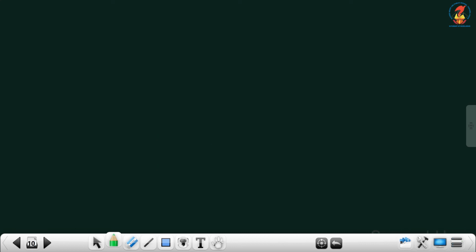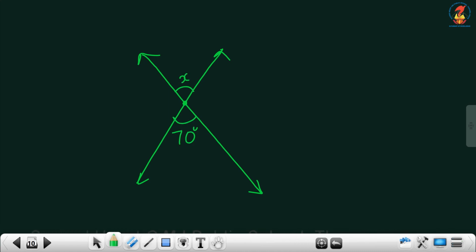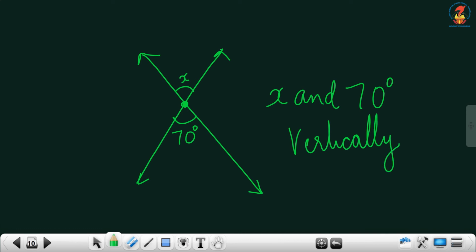Now, I will give you one example. Suppose these are 2 lines, and this is the point of intersection, and this is x, and this is 70 degrees. So, how will we find the value of x? You can see that x and 70 are what type of angles? Vertically opposite angles. x and 70 are vertically opposite angles.